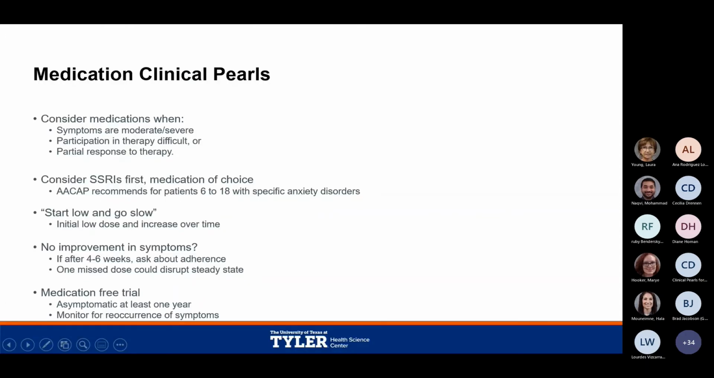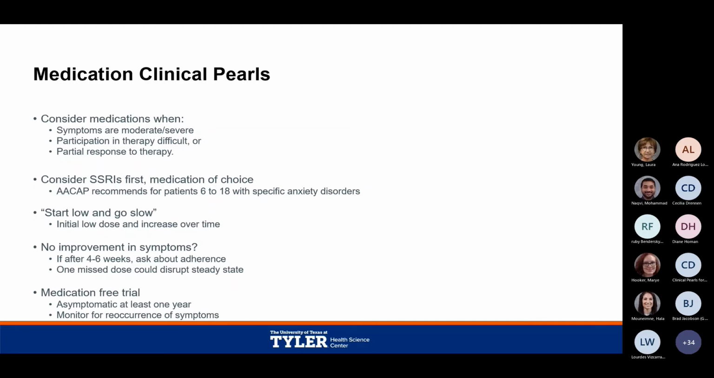Now, regarding medication clinical pearls, when we are talking about medications, we need to consider medicines when the anxiety disorder symptoms are moderate to severe, the functional impairment of their anxiety makes participation in therapy very difficult, or there is a partial response to the therapy. So that's when you should consider medications. And the SSRIs are, again, like with depression, the first line, and should be considered first when treating children and adolescents with anxiety disorders. They are the medication of choice for anxiety disorders in children.